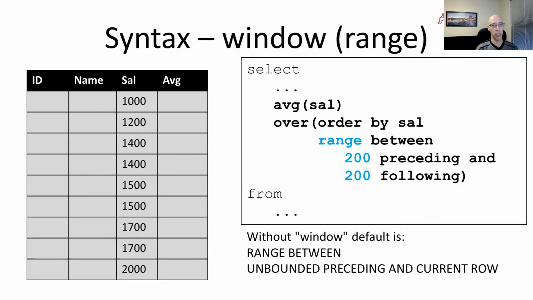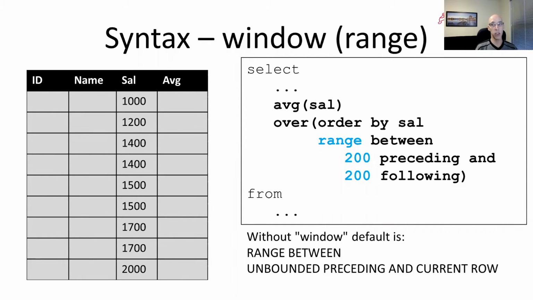So in this case, it's actually a different query, different data. But we take the table here, and what we're going to do is calculate the average. Same thing, ordered by salary. This is why we ordered it here, to have it easier to read. But now it won't be rows before and after, it will be range before and after.